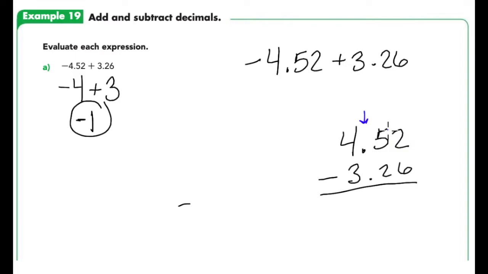So I'm going to borrow from the 5, make that a 4. This 2 becomes a 12. 12 minus 6 is 6. 4 minus 2 is 2. Carry down our decimal, and 4 minus 3 is 1. So we were left with 1 and 26/100. But again, because the 4 and 52/100 has a greater absolute value and that was negative, our answer here would be a -1 and 26/100.